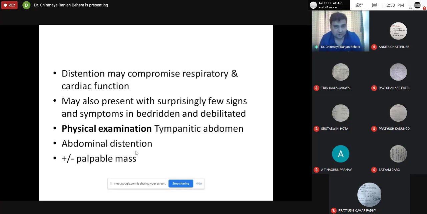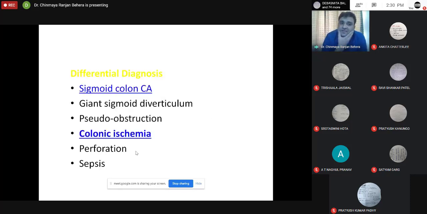Distension may compromise respiratory and cardiac functions, so this is also an emergency surgical condition. The differential diagnosis would be a sigmoid colon carcinoma. Carcinoma can also present as an obstruction, or there can be a pseudo obstruction, colonic ischemia, perforation, and sepsis.